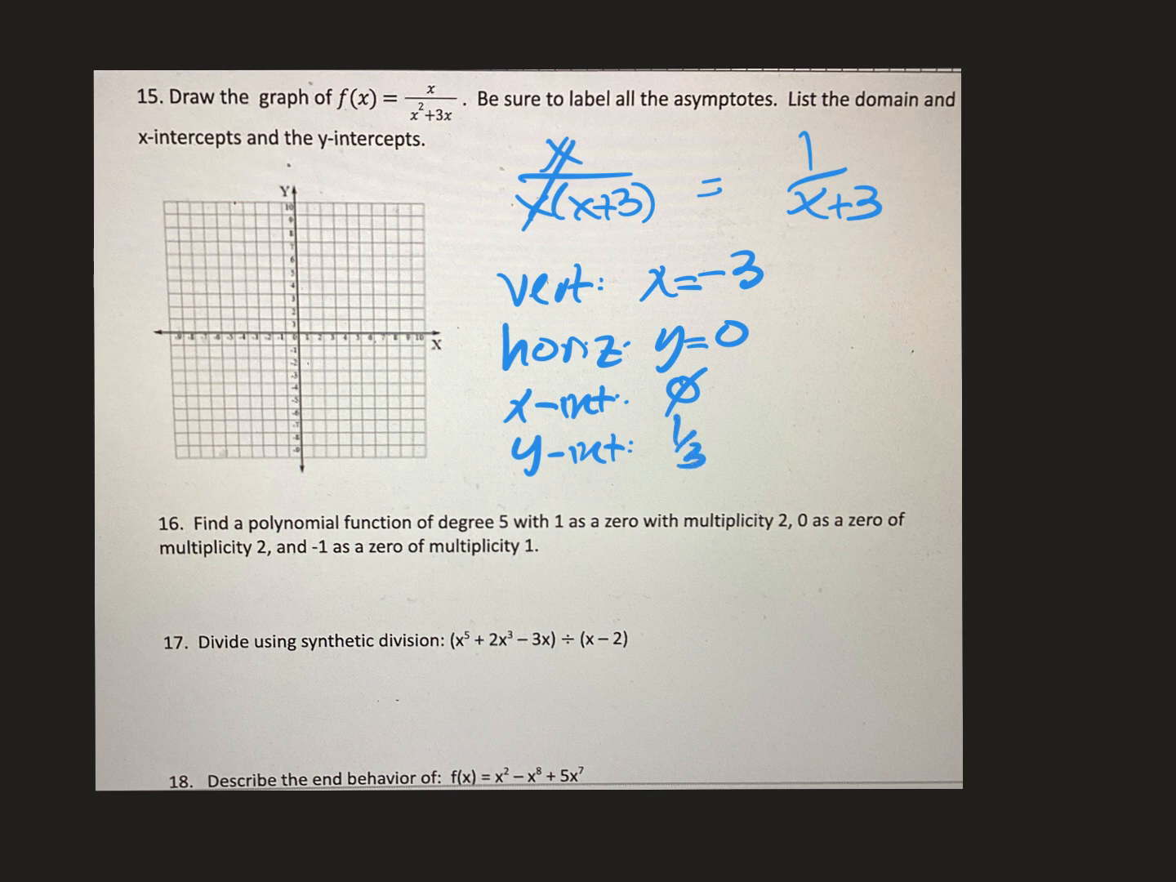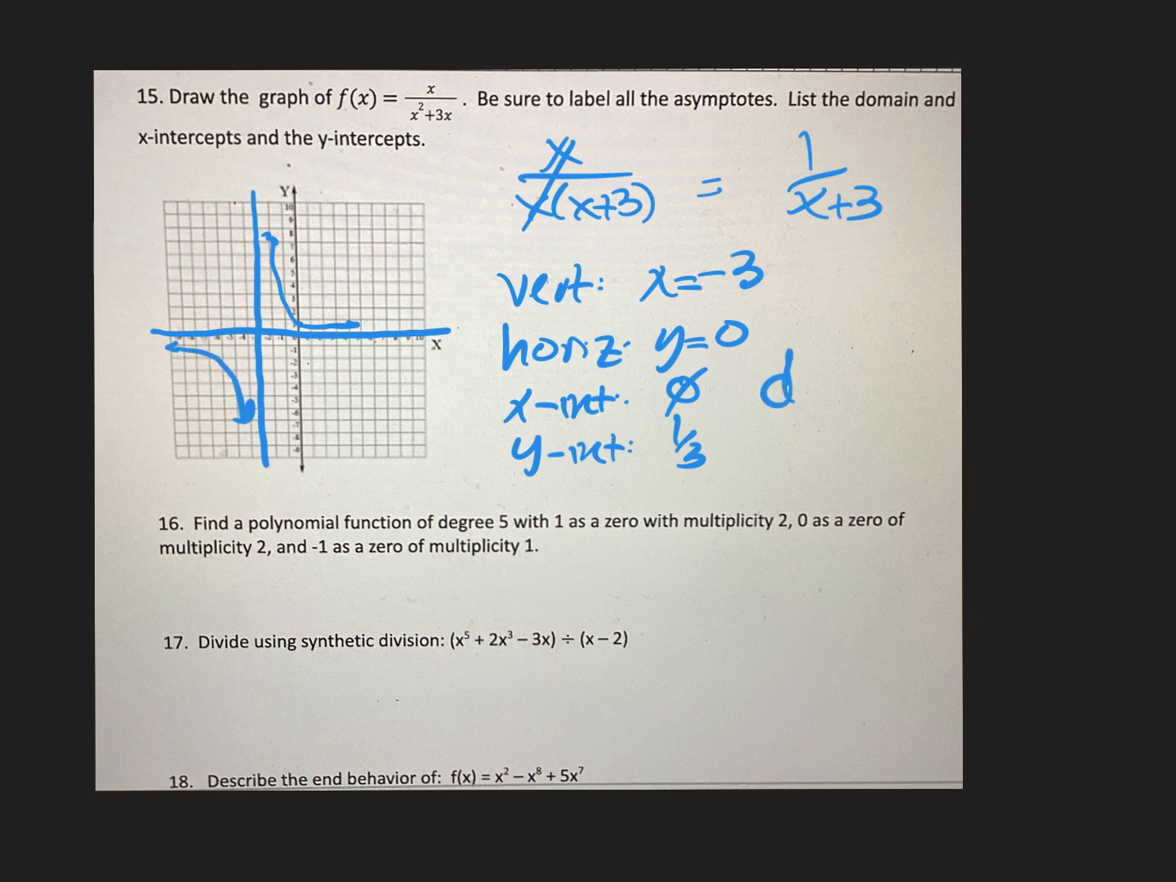So let's graph that. X is negative 3. The vertical goes right through there. The horizontal is y equals 0. The y-intercept is 1/3, which is right there, which tells me the graph has to do that. And when you punch it in your calculator, you'll see the other side of the graph does that.